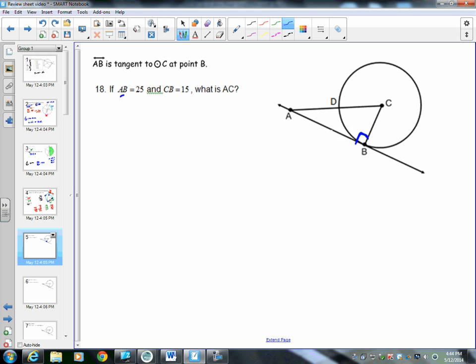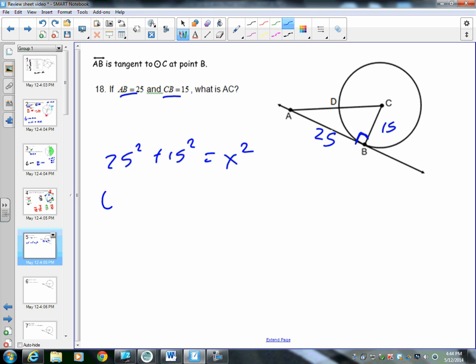We know a couple other things. First of all, AB is 25 and CB is 15, so let's plug those things in. AB 25 and CB 15. It says, what is segment AC? So we want to find this one. Well, what shape do we have now? We now have a right triangle. If it's a right triangle, and I know two of the sides, we can find it by Pythagorean Theorem. So we can say 25 squared plus 15 squared is equal to x squared.